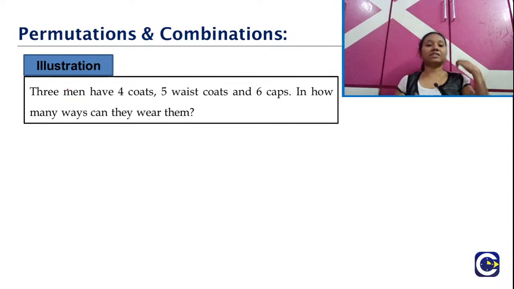So here how many ways they can wear them, which means all the three separate things, that is coat, waistcoat as well as caps. How many ways they can wear them? So try and read the question twice and try to understand what the question is and how to answer it.